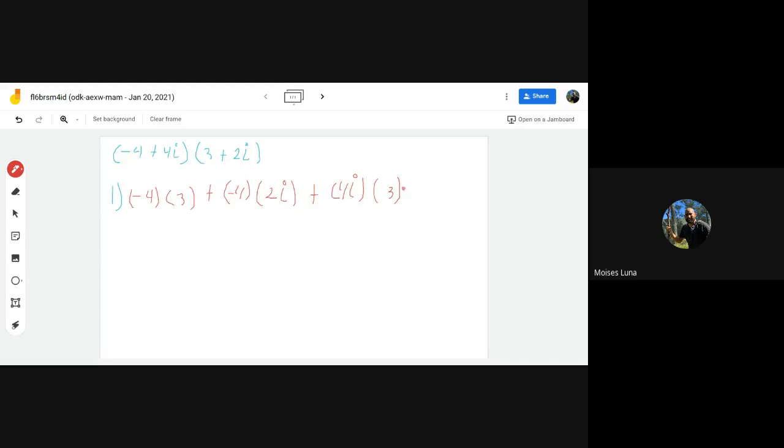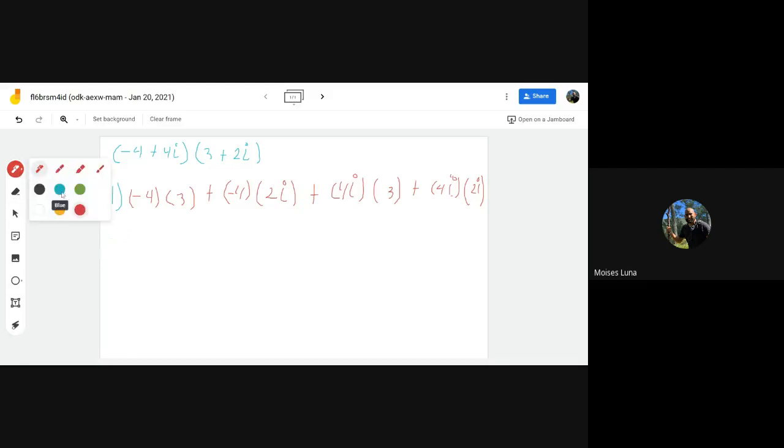Okay? And then you do the other number, plus 4i times 2i. Okay, and we're done here. Now, that's step number one, to do this number times this number plus this number times this number. Always put a parenthesis so that you don't mix up the signs. Then this number times this number, then this number times this number. Okay? That's step number one.